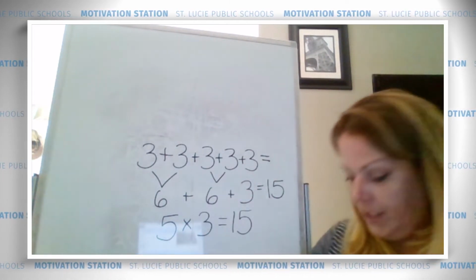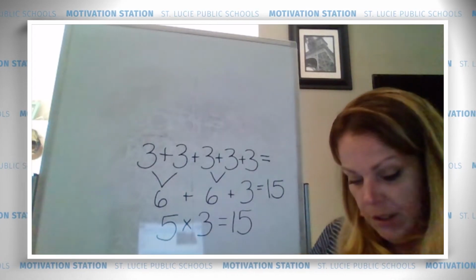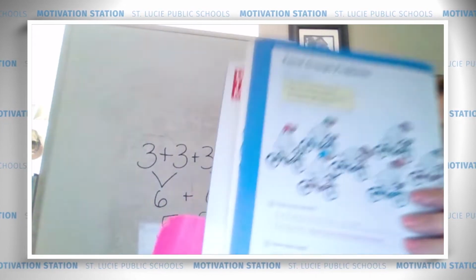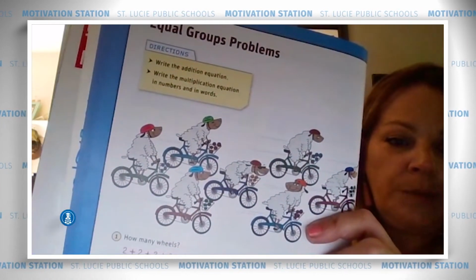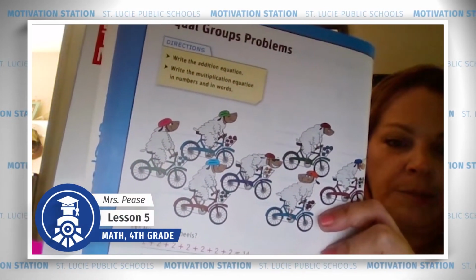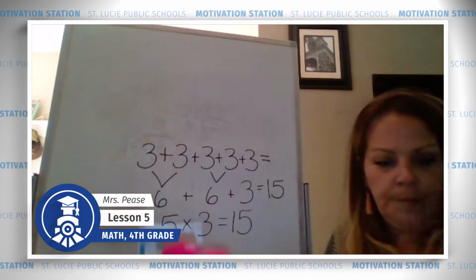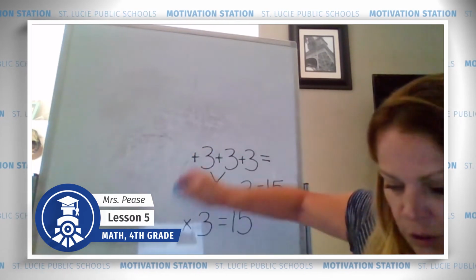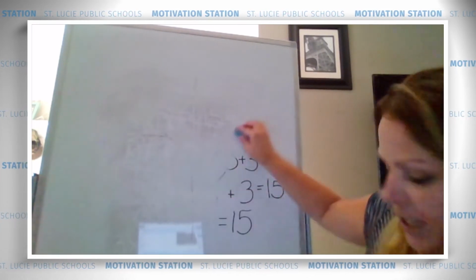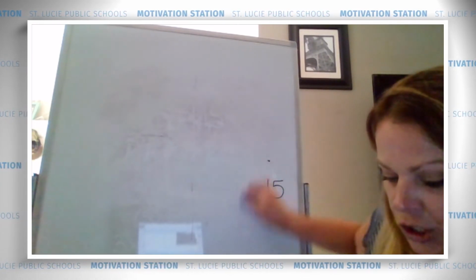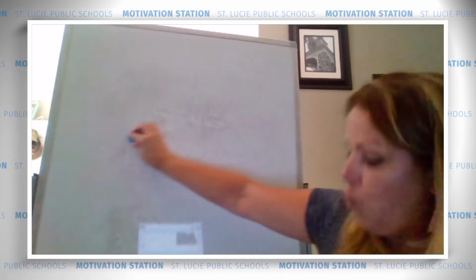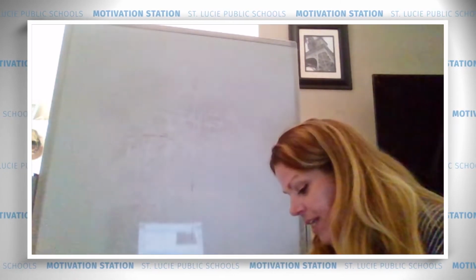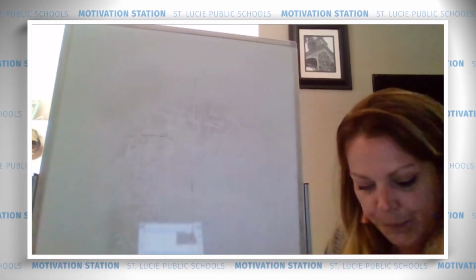Okay, go ahead and turn the page. And we're still working with equal groups problems. This one we're just going to have to read carefully. So now we've got sheep on bikes. Remember, we saw the sheep on the bikes in Amanda Bean's dream. So the directions say write the addition equation, write the multiplication equation in number and words. Okay, so this time we're going to have to add words. We've been saying the words, but we haven't been writing them.